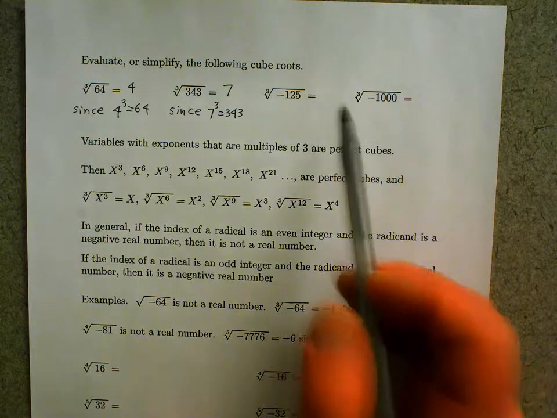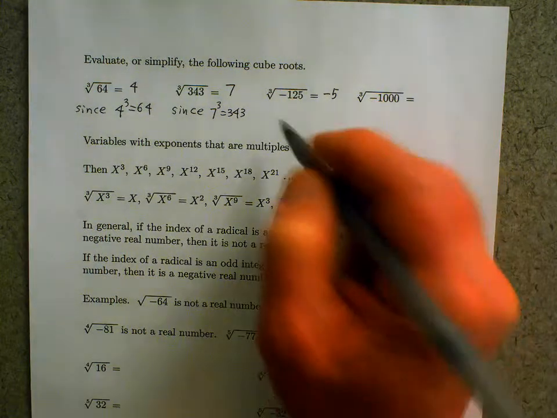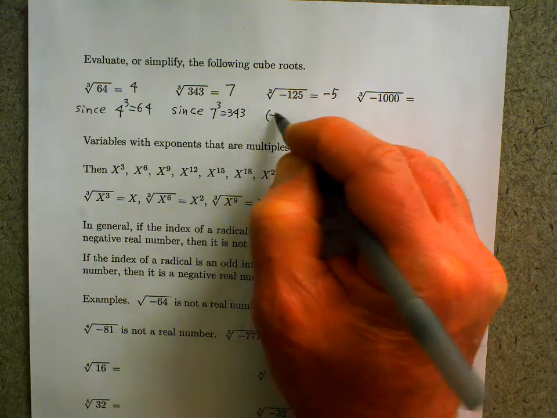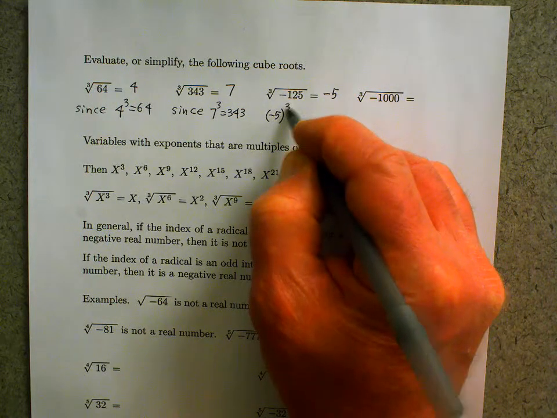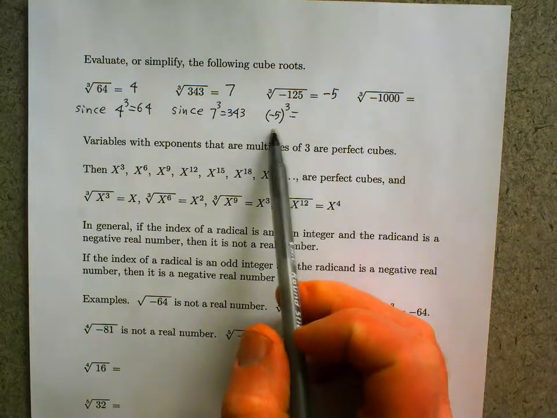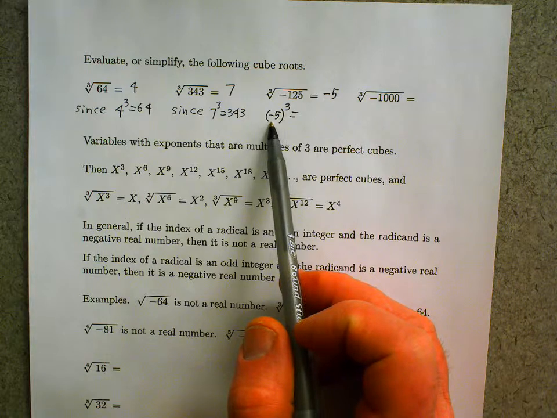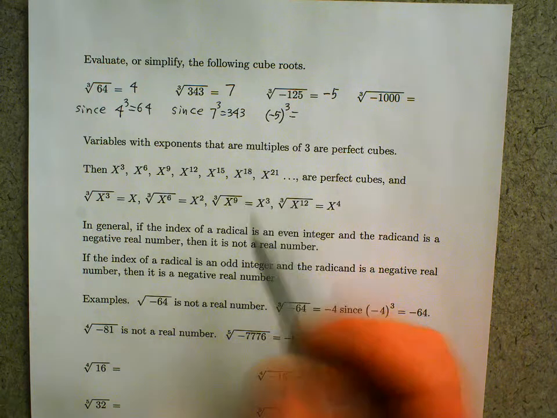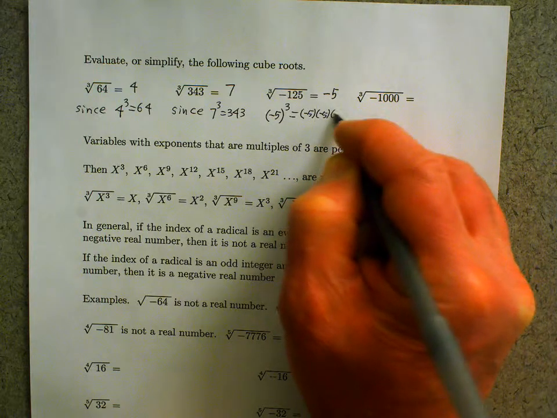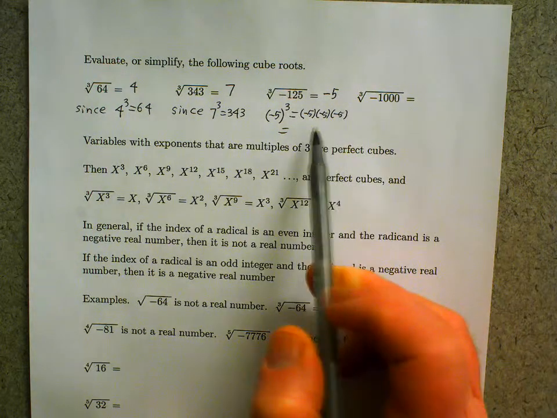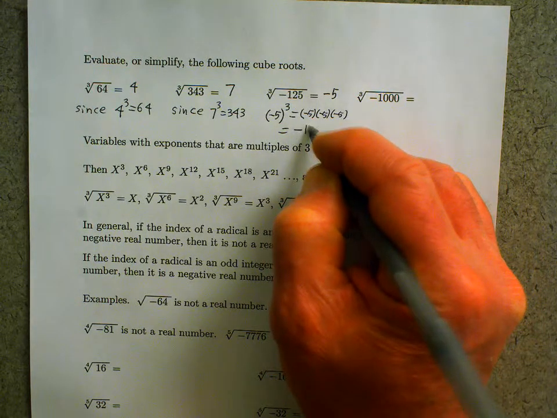Okay, the answer is negative 5. Because if you raise the number negative 5 to the third, so remember what this means. We have negative 5 in parentheses to the third. That means negative 5 times negative 5 times negative 5. And a negative times a negative times a negative is negative, so we get negative 125.